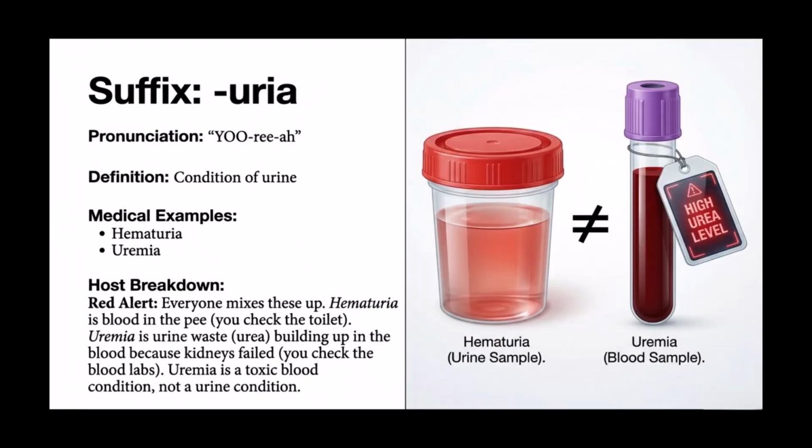And finally, uria. Uria, a condition of the urine. Hematuria is easy. Blood in the urine. But we have to contrast that with uremia. This is the one that trips everyone up. Hematuria is where you see blood in the toilet. Uremia sounds like urine in the blood, and it kind of is chemically. It's high levels of urea waste in the blood because the kidneys have failed. So hematuria is a sign you can see. Uremia is a toxic blood state. Exactly. One is a symptom, the other is a systemic failure.